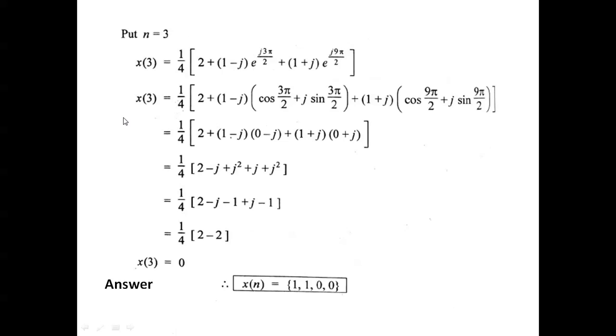If n is equal to 1, apply the same equation, put n is equal to 1 and simplify it, and you get the value 1. Then take the same equation and n is equal to 2. Simplify it and you get the value 0. Then n is equal to 3 and simplify it, you get the value 0. It's very simple. Only 1 plus j, e power j pi by 2, just put it in the calculator. That is pi by 2, so it is cos pi by 2 plus j sin pi by 2. Put it in the calculator and you will get j.